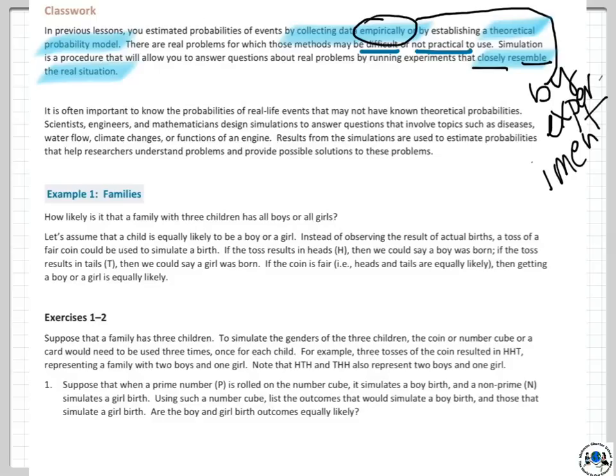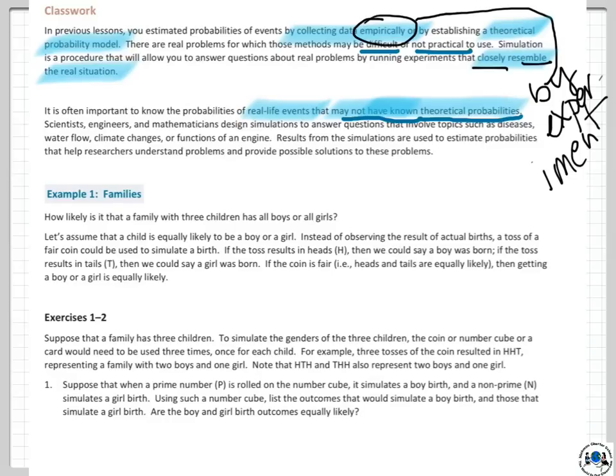It is often important to know the probabilities of real life events that may not have known theoretical probabilities, because there are some real life events that do not have known theoretical probabilities. There's no 1 out of 2, no 50-50 that goes along with these events.